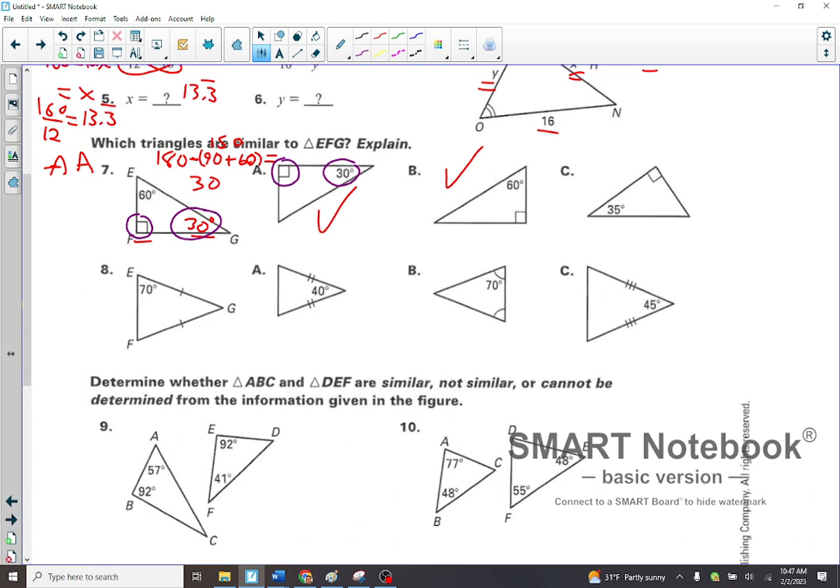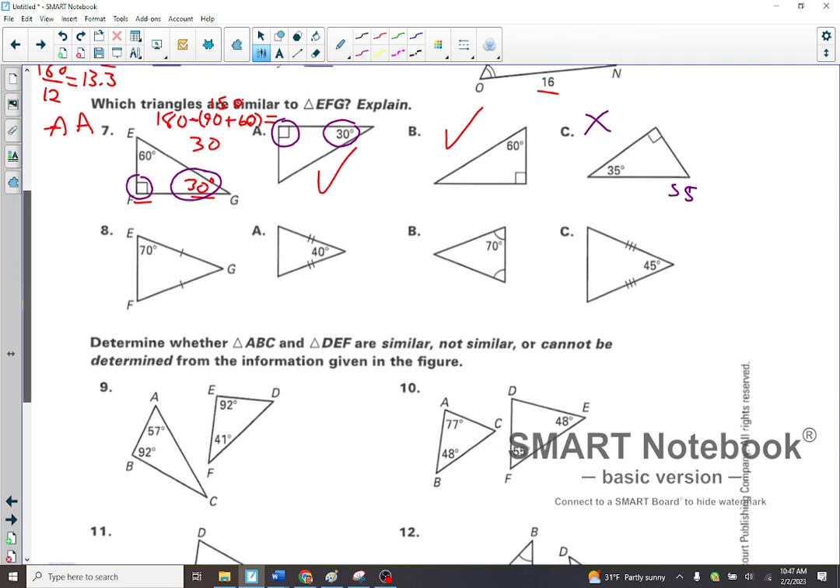This one, C is 35. If you do the math, this would be 55. Now that does not match with two of the angles. One angle matches, but not two of the angles. So this is not similar. It's the same for number 8 also. Number 8, A and E are good. C is not.